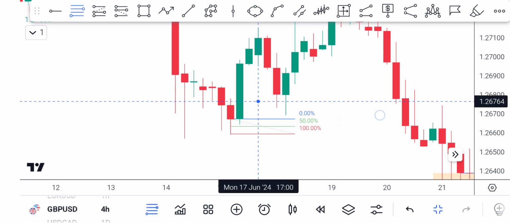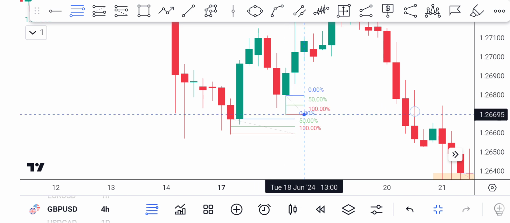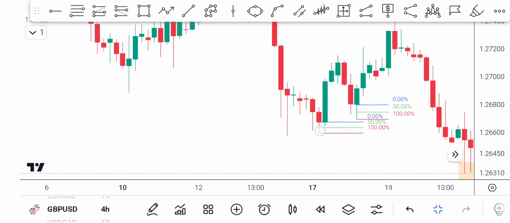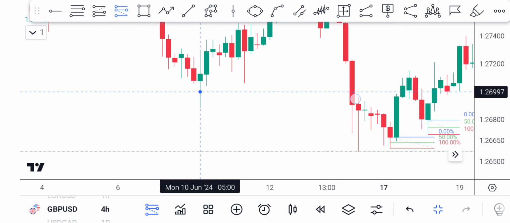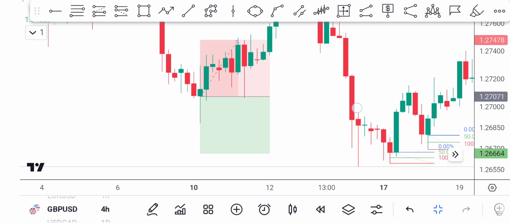Even this one right here, 1, 2, 3. This right here also is a rejection block. Okay, this is a rejection block, the lowest candle with the longest tail, and this even makes a lot of sense here. 1, 2 and 3. This is a bullish rejection block.